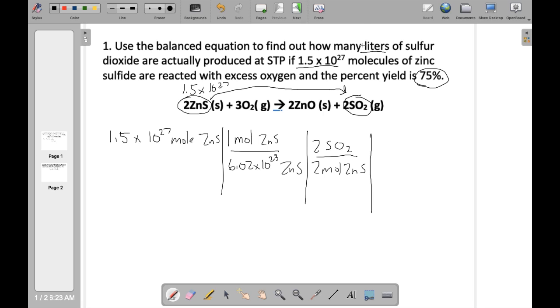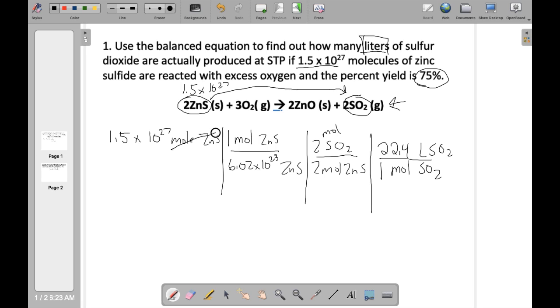Now our answer has to be in liters because it asks for liters right here, and that is good because we have a gas. Otherwise we could not use that liter conversion factor. So I know 1 mole of sulfur dioxide equals 22.4 liters of sulfur dioxide.